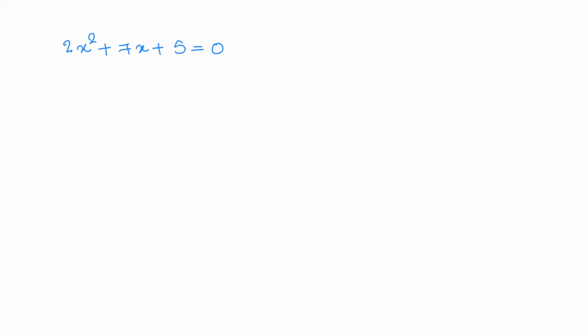Tell me, students, what are we going to do with this? We're going to multiply the first and the last term, coefficient of x square and the constant term. So we have 10 over here. Now we're going to split up 10 in order to get the middle term 7. So 10 के factors क्या हो जाएंगे? 1 and 10, 2 and 5. So you have to pick up any one of the two options.